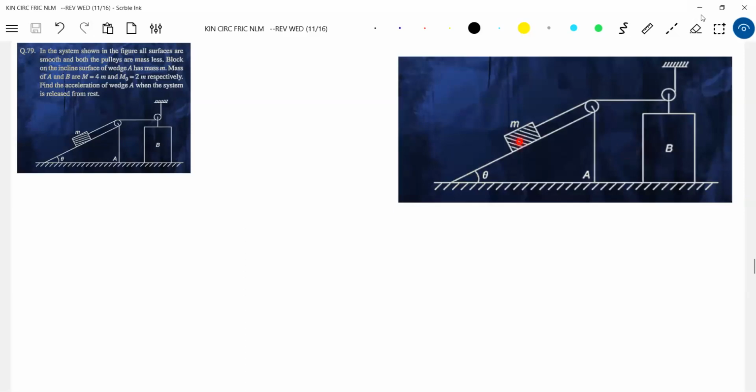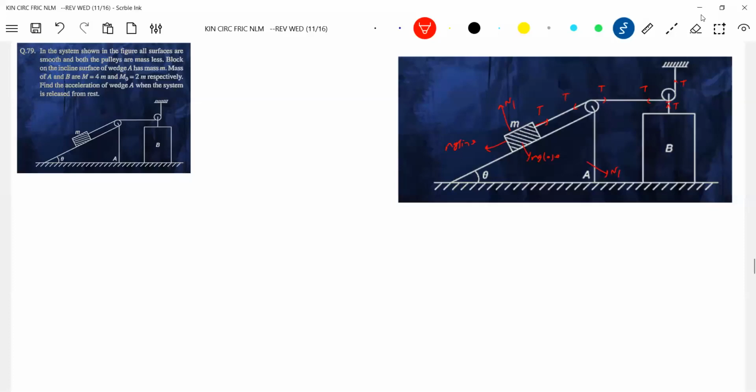Okay, first I'll release the system. So mg sin theta, tension T, normal contact, mg cos theta, normal contact here. These two actually should be parallel. This is T. Show it like this. This is T.